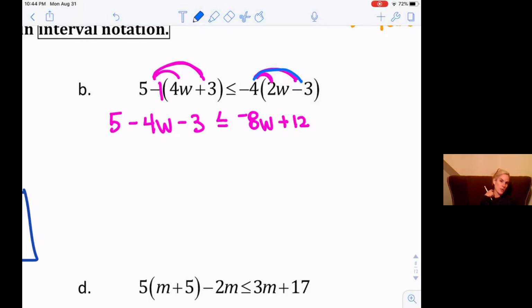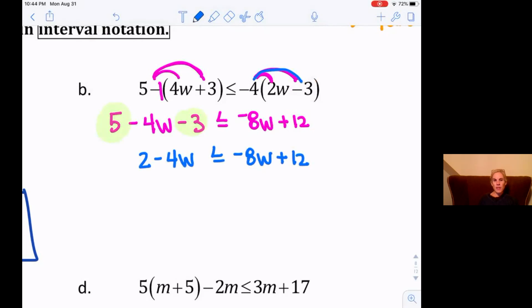So the next thing we want to do is to combine any like terms on the left side of that inequality. Do the same thing on the right side. So on the left side, we have some like terms. We've got 5 and -3. So we could combine those to give us 2. So that would be 2 minus 4w. And then on the right side of the inequality symbol, there are no like terms, so we just say -8w plus 12.